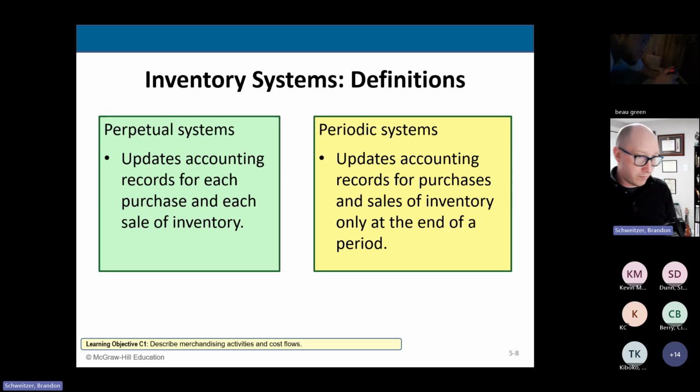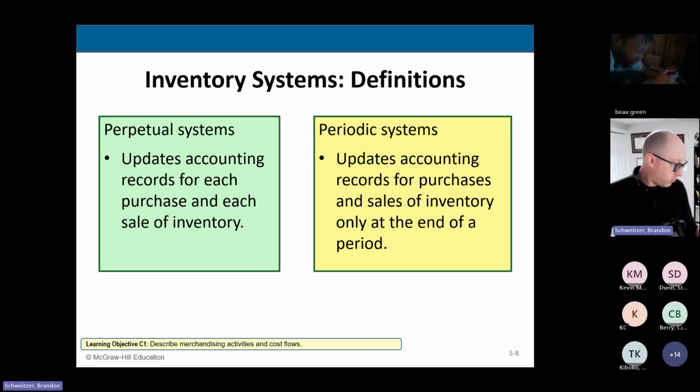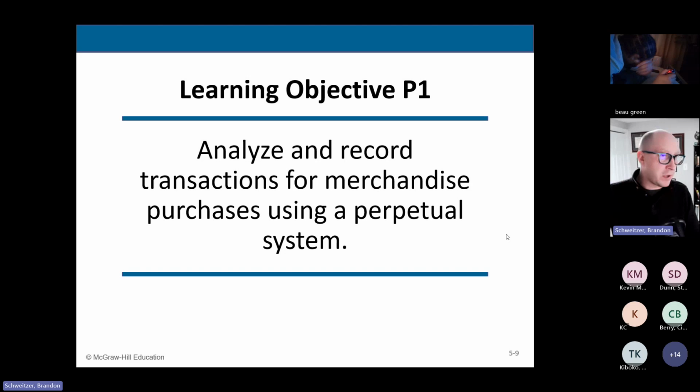We update the records periodically. At the end of the accounting period, we do a physical inventory. All right, cool. I'll talk to you a little bit more about both of these systems. So let's go through a couple of transactions that we would use for the perpetual inventory system, and then I think I'll show you at least one or two with a periodic.